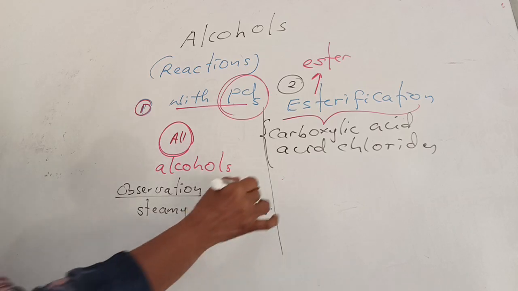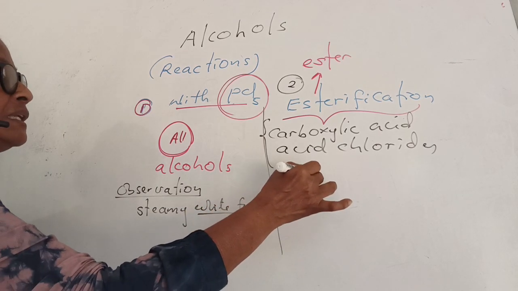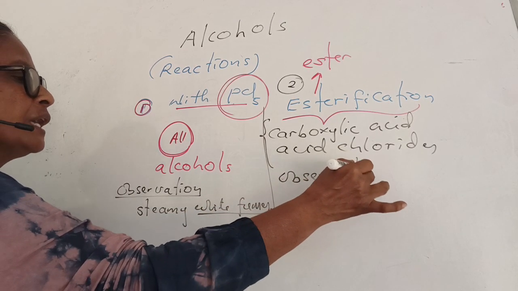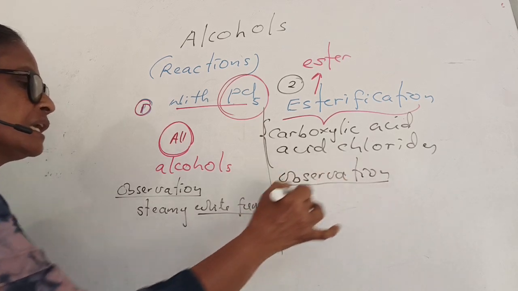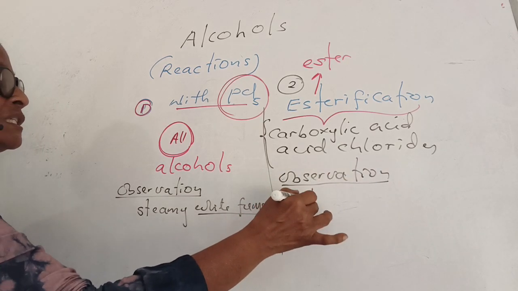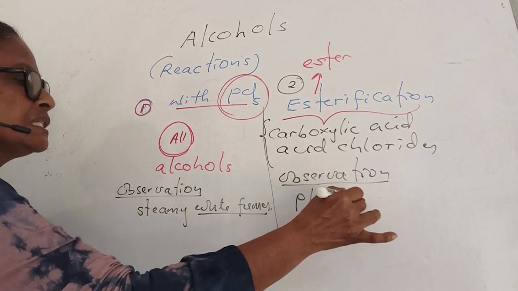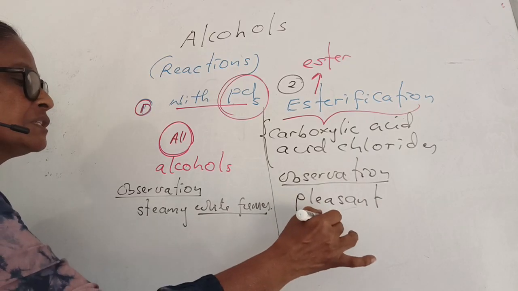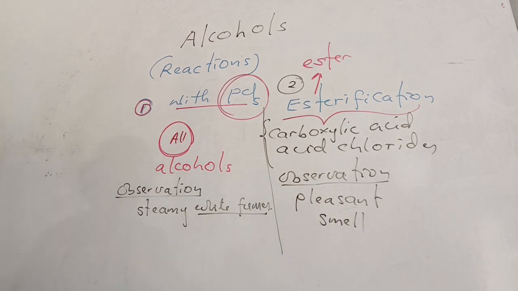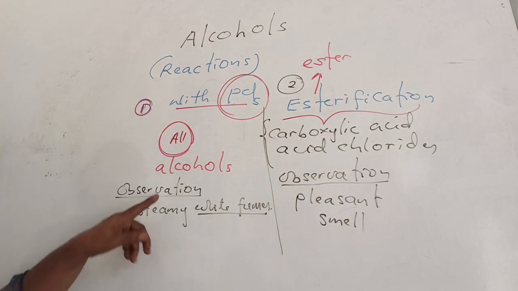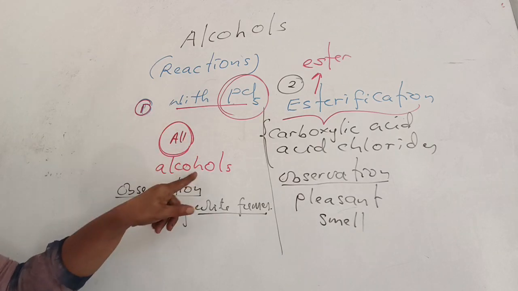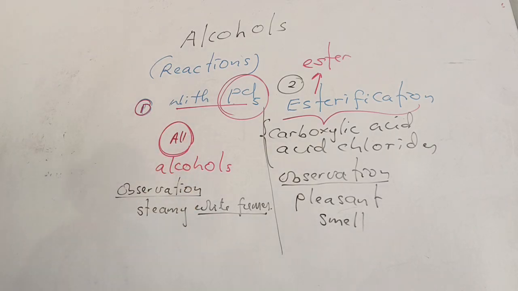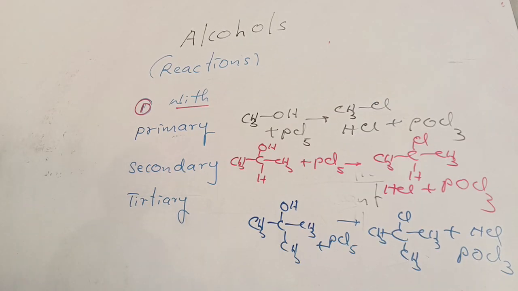But for esterification, the smell is also an observation. It always gives a pleasant fruity smell. A pleasant fruit-like smell is the observation during esterification. So the observation with PCl5 is the steamy white fumes.